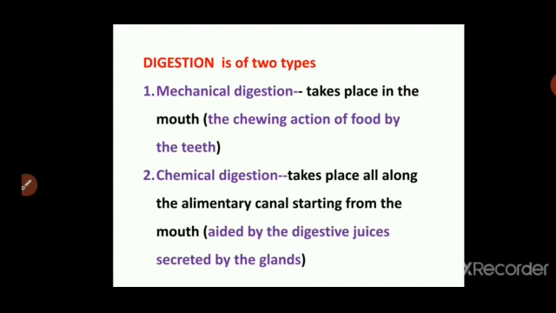Then chemical digestion is the second type. Chemical digestion is the type of digestion which takes place all along the alimentary canal, right from the buccal cavity. The digestive canal or alimentary canal is associated with numerous digestive glands which secrete digestive juices loaded with enzymes. These enzymes help in the process of digestion. So this is termed chemical digestion.